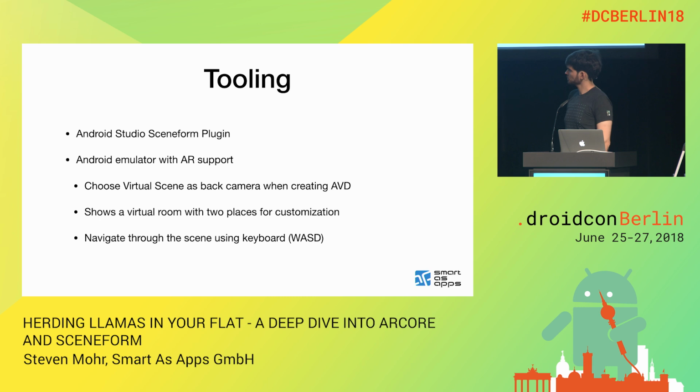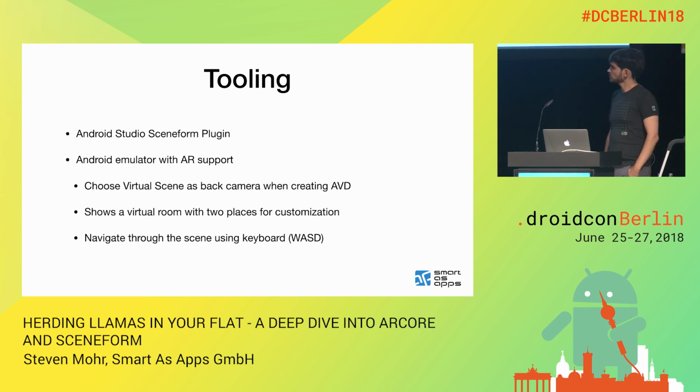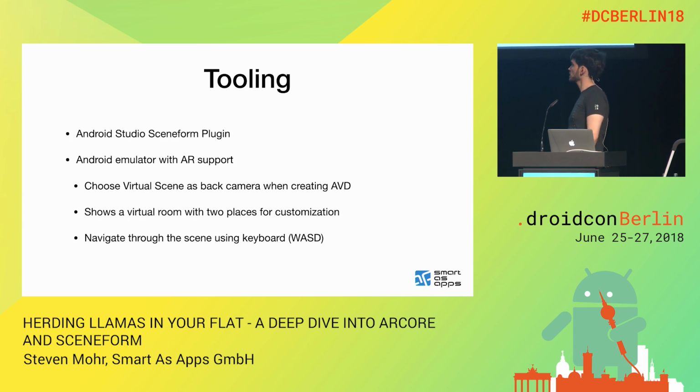And you have two places for customization. If you want to do some image recognition, for example, in one room there's a big picture on the wall, and you can change this picture. And there's also something on the floor where you could place something like a QR code or your logo that you want to recognize. And you just navigate through the scene using the WASD keys, like in an ego shooter, just go through.